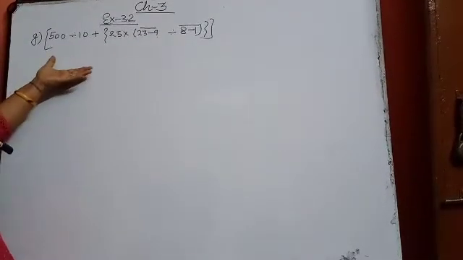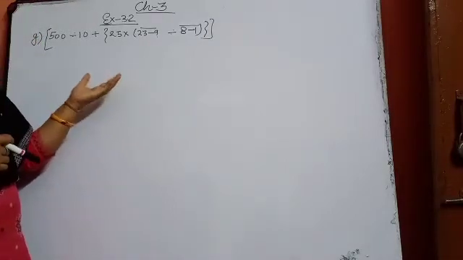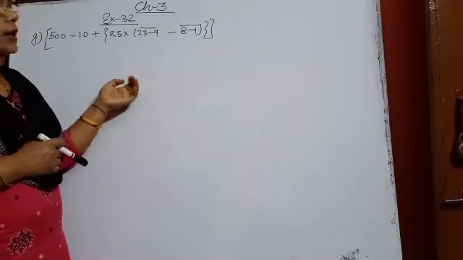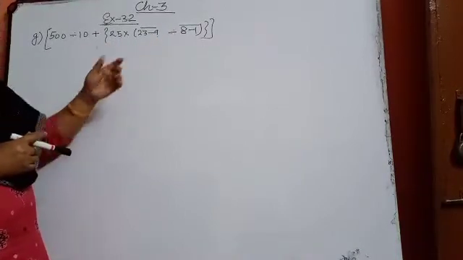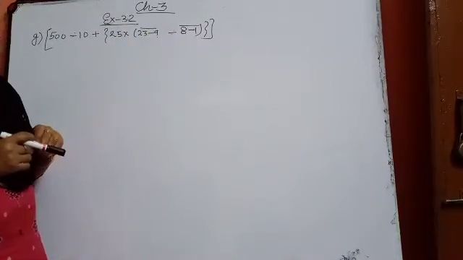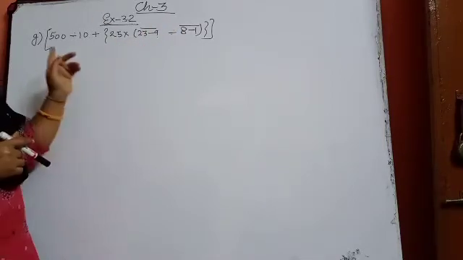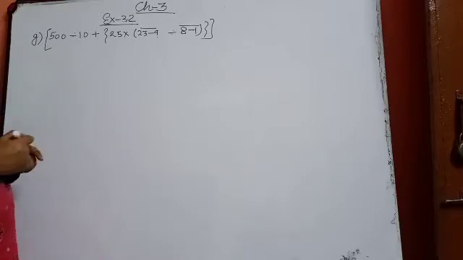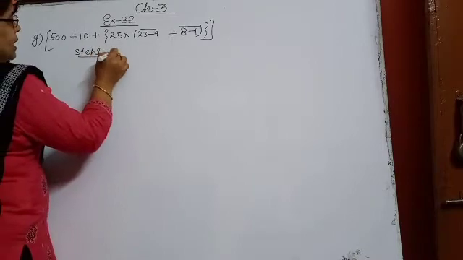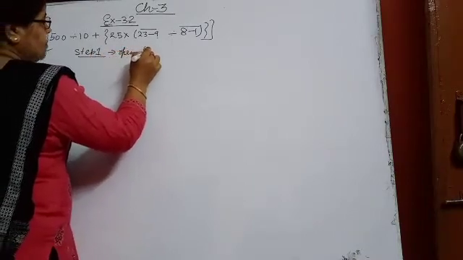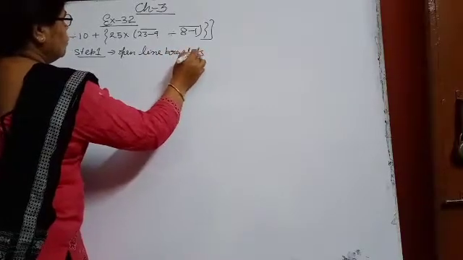Beta, in the previous two questions I taught you how to open the small bracket, then the curly bracket and then the square bracket. But till now we have not learned any question depending on the line bracket. Now we are going to a question in which line brackets are also there. Step 1 is to open the line brackets.